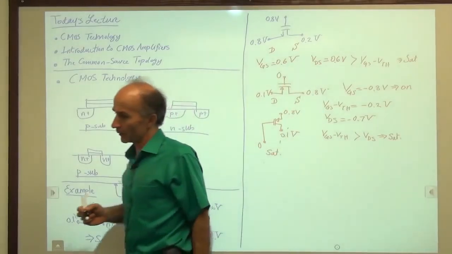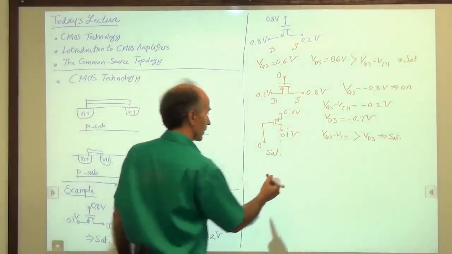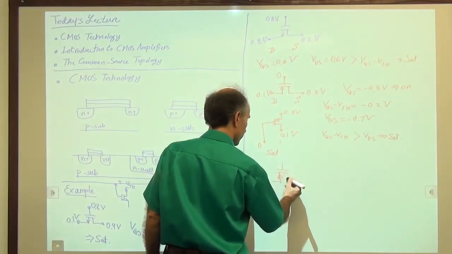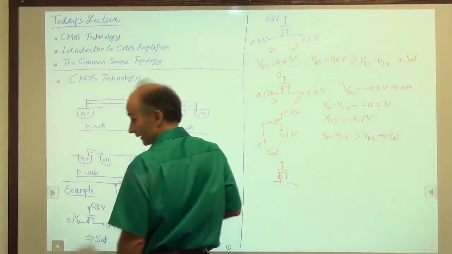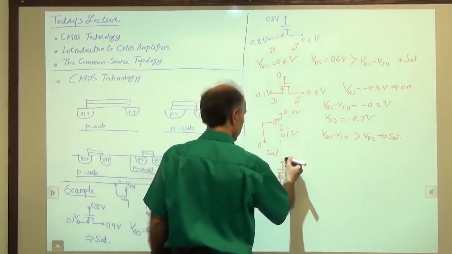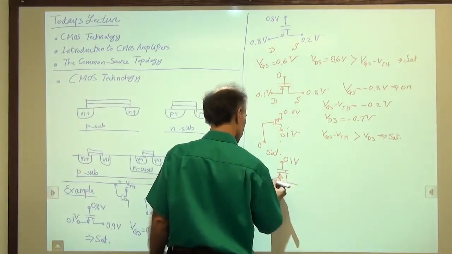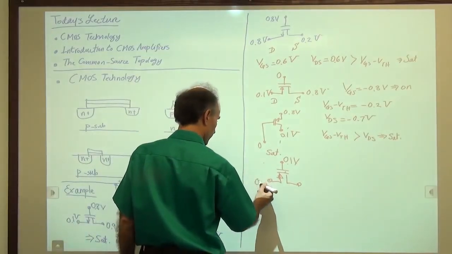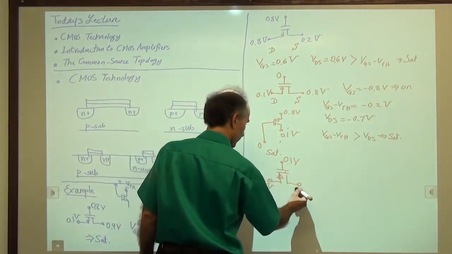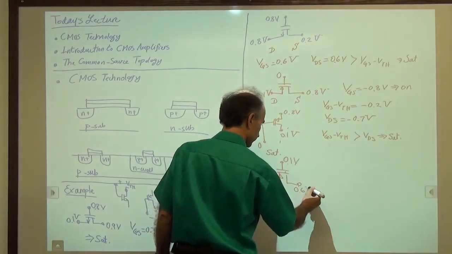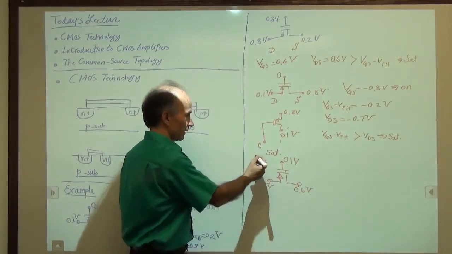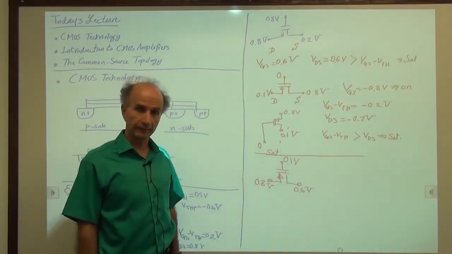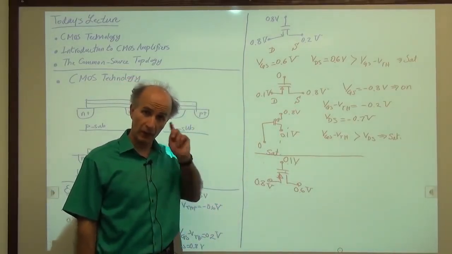All right, the last example I wanted to show you is another one like so. Again, we have a PMOS device, and the gate is connected to 0.1 volt, and the source and drain to 0.8 volts and 0.6 volts. Okay, so again, we would like to see what the device is doing. First, is it on or is it off?